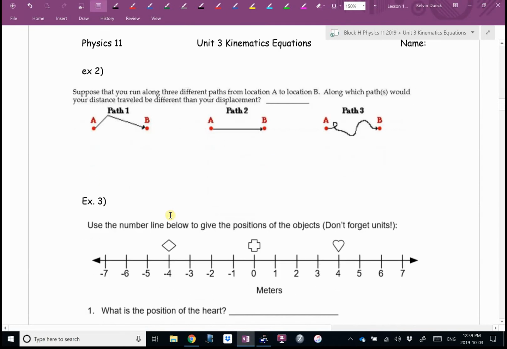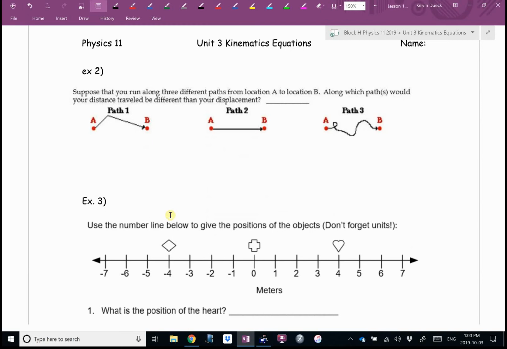If you haven't already. Little thought puzzle for you then. It says this. Suppose you run along 3 different paths from location A to location B. Along which path would your distance magnitude be different from your displacement magnitude? I'm going to give you a hint. I'm going to reverse the question. Only one of these paths has the same distance and displacement magnitude. Which one?